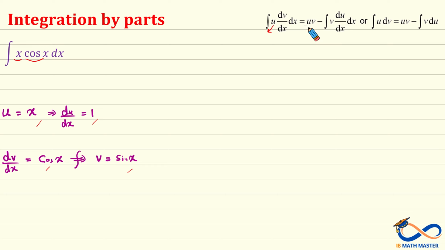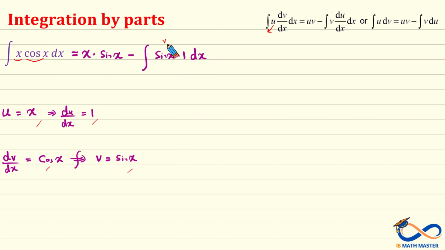After that, we will replace these in the integral using this formula. As you see here, first we have u multiplied by v. So we will multiply u, which is x, by v, which is sine x. So we will have here u times v. Then we have minus from the formula the integral of v times du over dx. So here we have v, which is sine x, times du over dx, which is 1. So true, now we still have an integral, but it's very simple where it's available easily in the formula booklet.